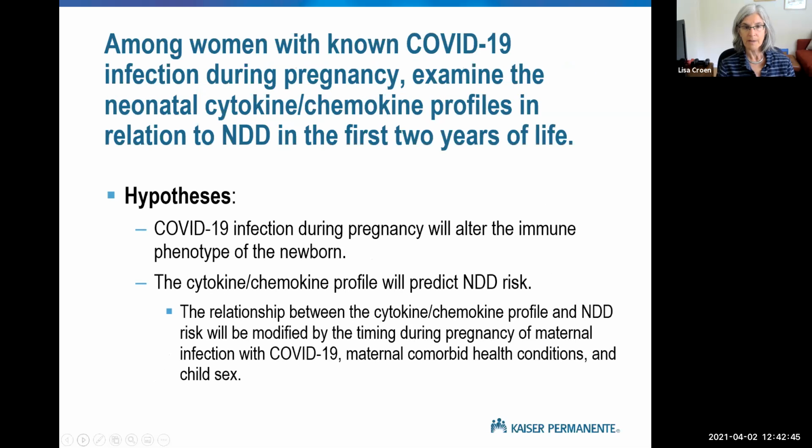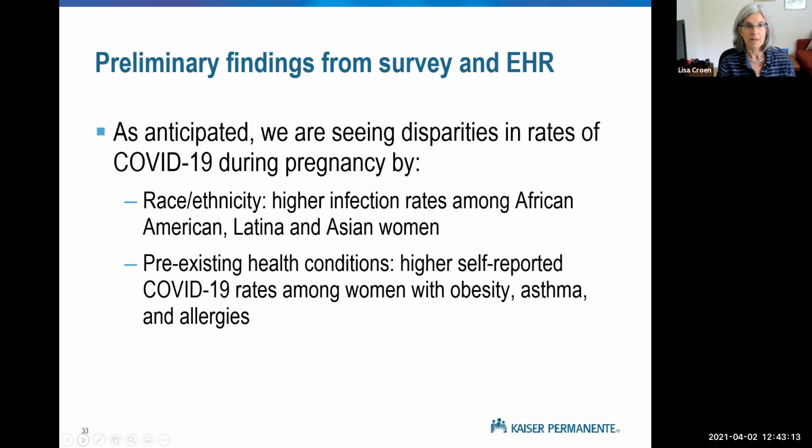And we have a parallel hypothesis, but this is with respect to cytokine chemokine profiles in the baby, in the newborn blood. So this is ongoing. Of course, many of the babies haven't been born yet. We're going to be obtaining the newborn blood spots by the end of this year from the state blood spot archive, and then we'll be doing the lab work and being able to look at these questions.